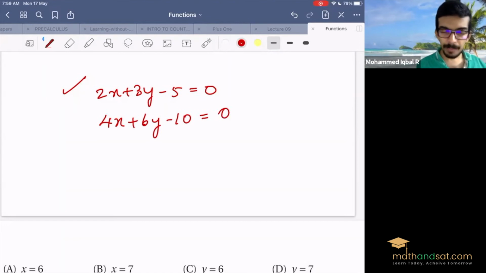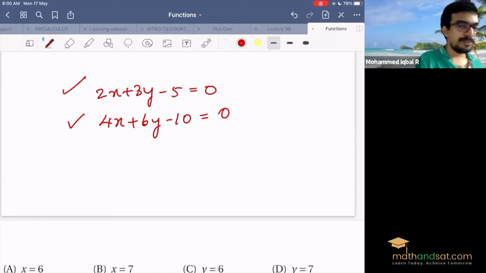It represents the same line on the graph paper, right? You have 2x plus 3y minus 5 is equal to 0. No, hold on. They are not parallel. They will represent the same line. They will be coincident. Why? Because these two conditions are exactly the same.